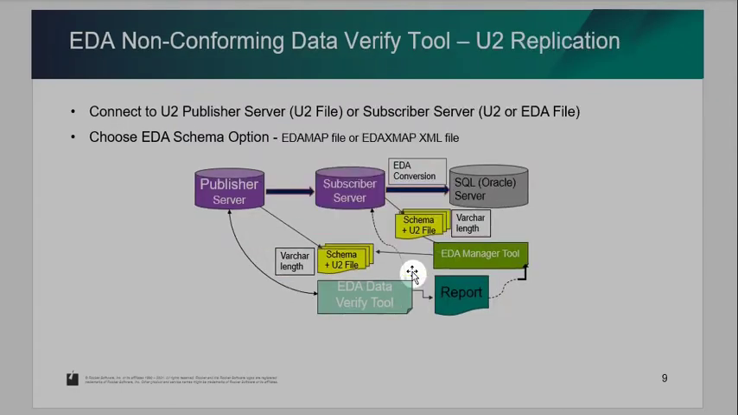For UniData replication, you have two UniData servers. The tool can connect to the publisher, and you might also connect to the subscriber. But if you just want to verify, we suggest using the publisher data because it's native UniData data, so the performance is better than connecting to the remote server.